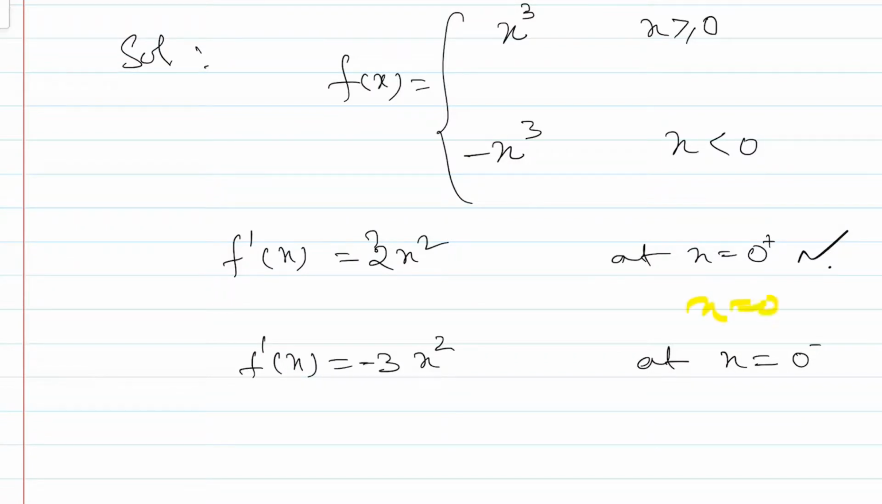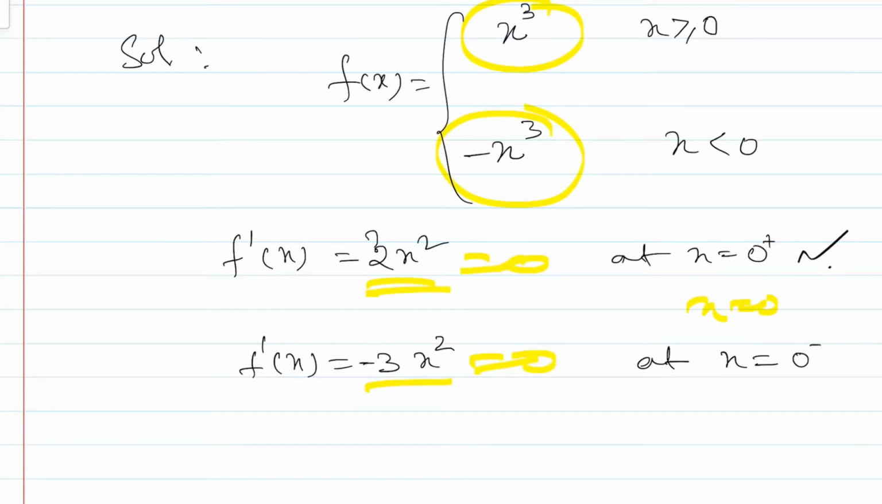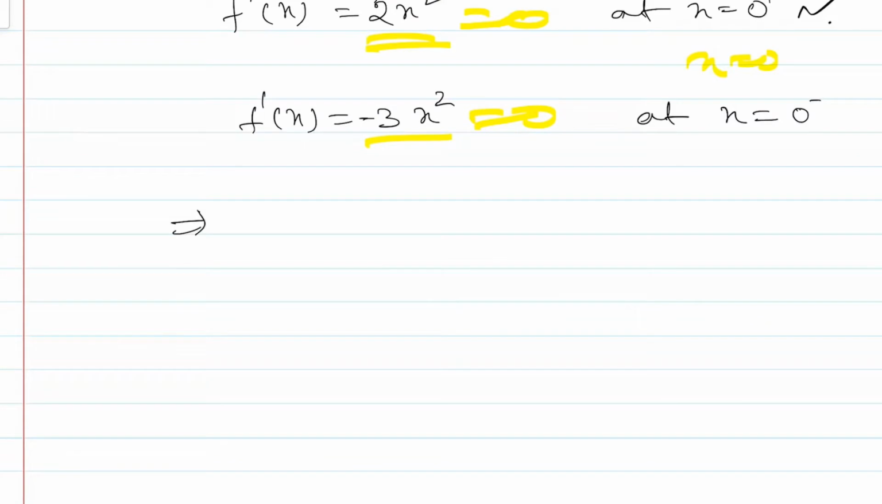We'll check only at x equal to 0. At all other places we need not check whether the derivative exists or not, because x³ and −x³ both are polynomials, and polynomials are always differentiable and continuous. We'll check the differentiability of this function at the joining of its partitions of the domain. It is x equal to 0. Clearly at x equal to 0 both are defined and equal to 0. This is equal to 0 and this is equal to 0. It means that f'(x) equal to 0 at x equal to 0, it is defined.